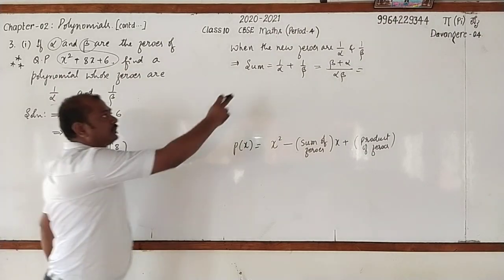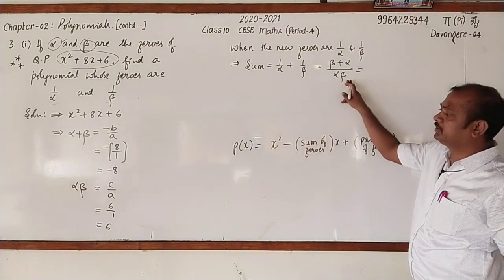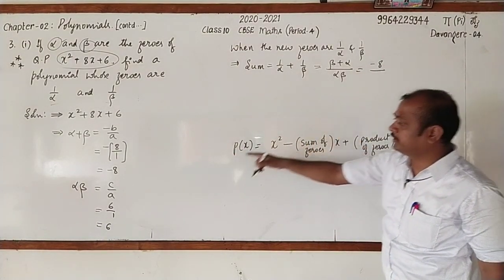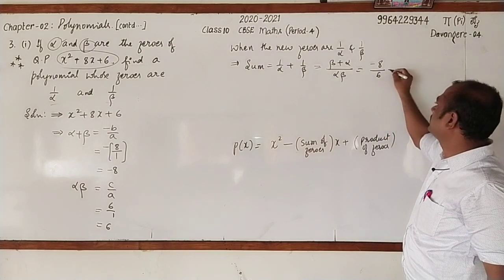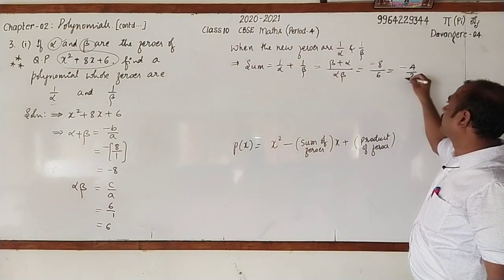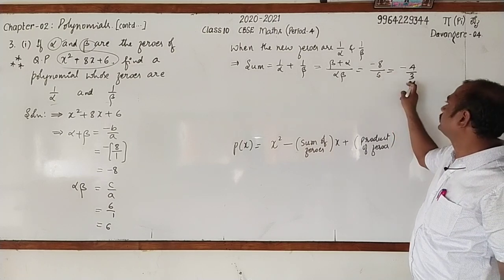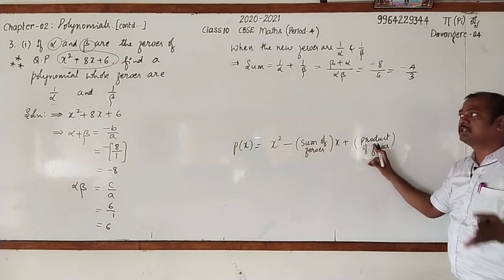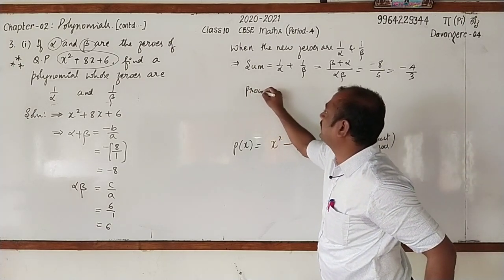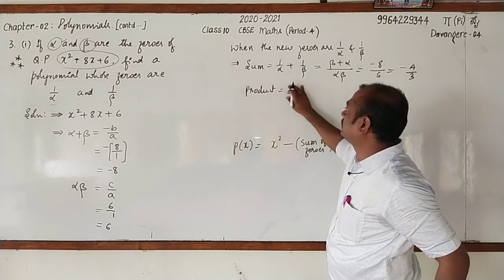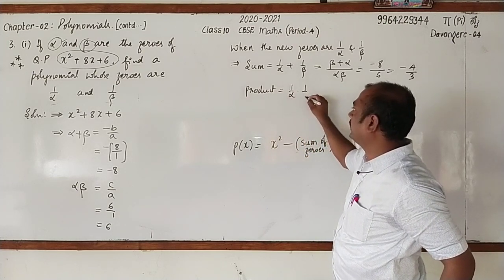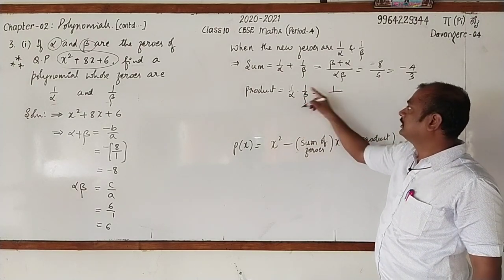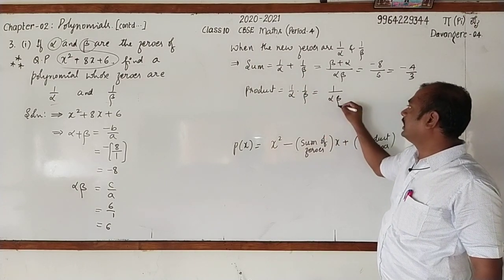Clear? Now I am going to substitute alpha plus beta and alpha into beta here, where alpha plus beta is minus 8 and alpha into beta is 6. Minus 8 by 6, it is minus 4 by 3, because both are multiples of 2. 2 3s are 6, 2 4s are 8. Next, we need the product of new zeros. That product can be written as 1 by alpha into 1 by beta. These are the new zeros, their product. This can be written as 1 1s are 1, alpha into beta, alpha beta.